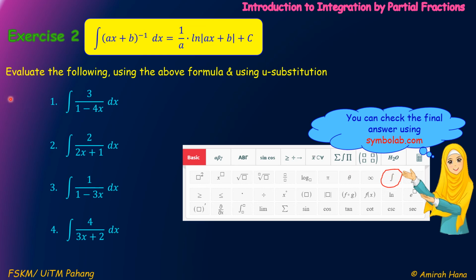Let's say we try question number 1. When we integrate 3 over 1 minus 4x dx using symbolab.com, the answer equals negative 3 over 4 ln modulus 1 minus 4x plus c. The syntax is like this. So you can try symbolab.com to check the final answer for numbers 2, 3, and 4.